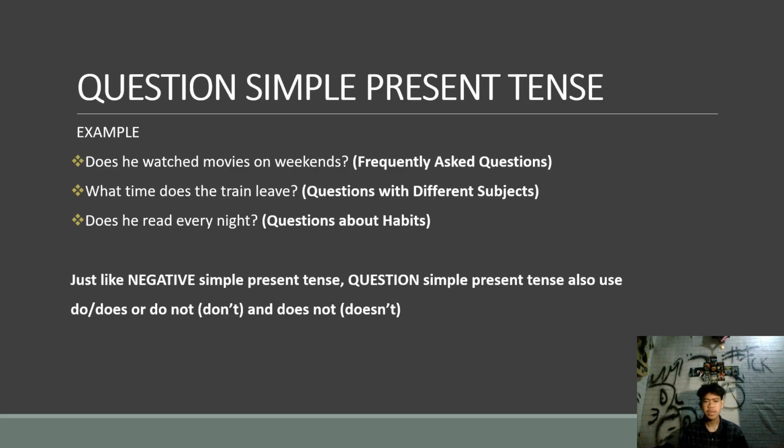Question simple present tense. Example, does he watch movies on the weekend? Just like negative simple present tense, question simple present tense also uses do, does, or do not, don't, and does not, doesn't.